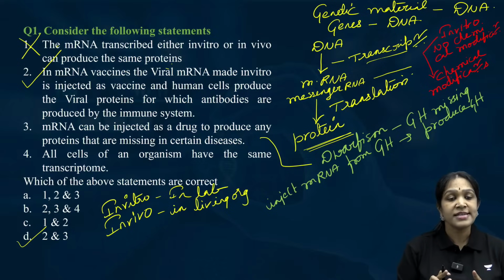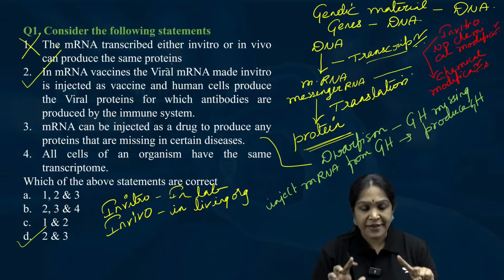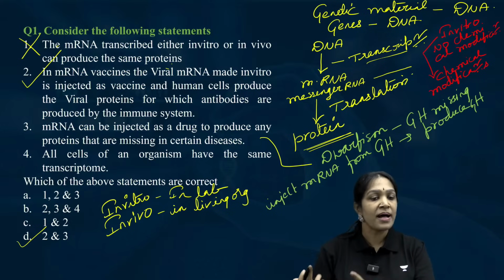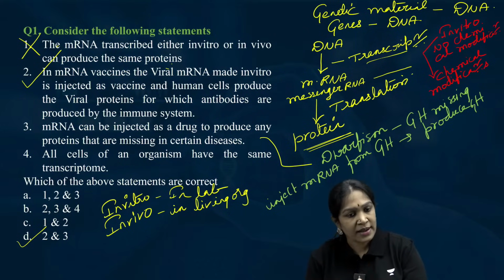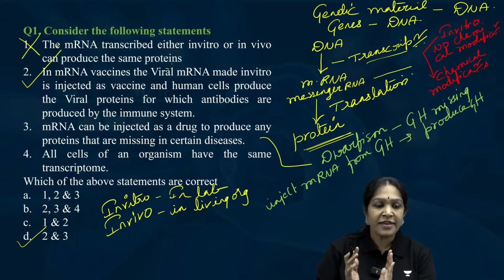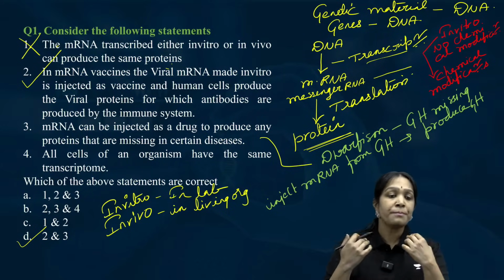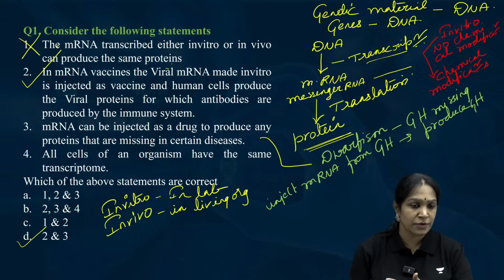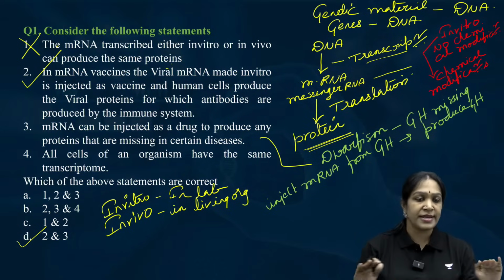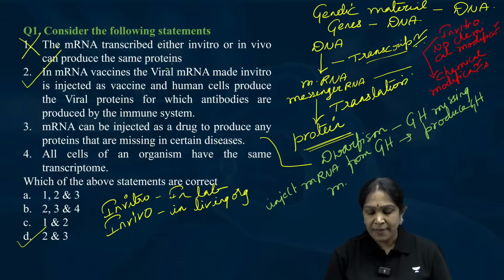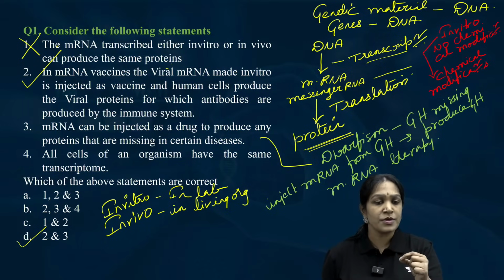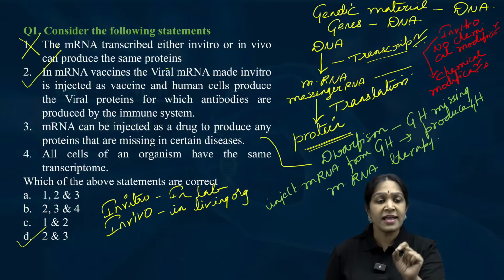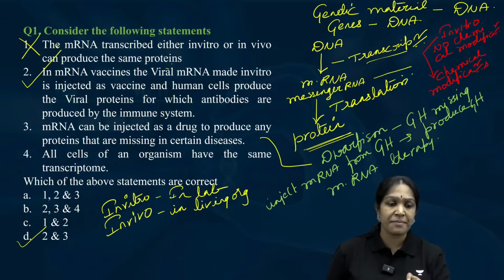Okay, but we are not injecting the growth hormone. Is it clear? Are we injecting the growth hormone or the mRNA that produces the growth hormone? We are injecting the mRNA. Then the human body, the patient himself, will produce the growth hormone and the disease can be treated. This is called mRNA therapy. See, logically, when we can produce viral protein from the mRNA, why can't we produce our own growth hormone from the mRNA?